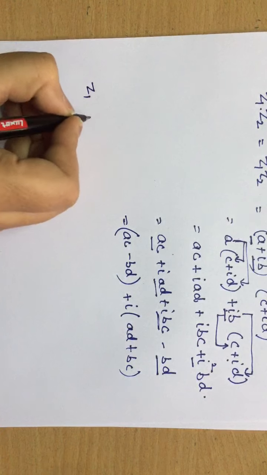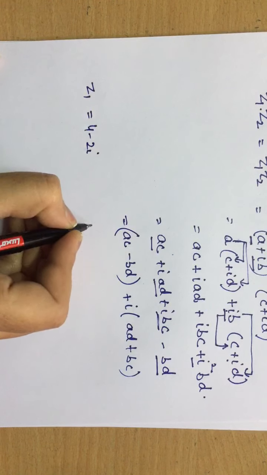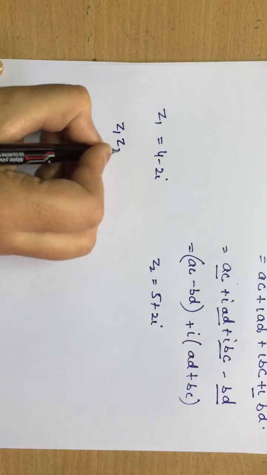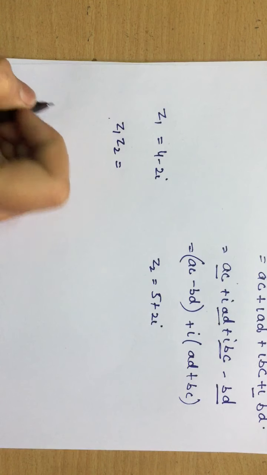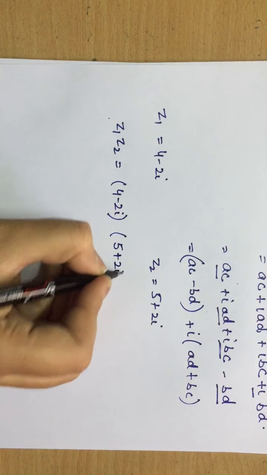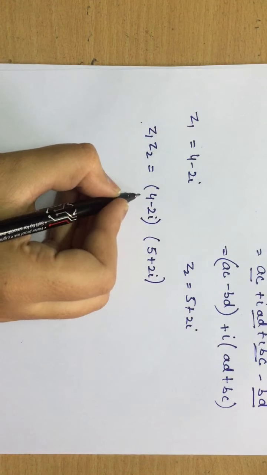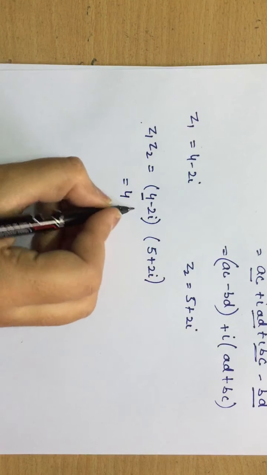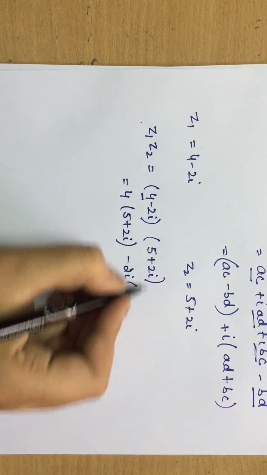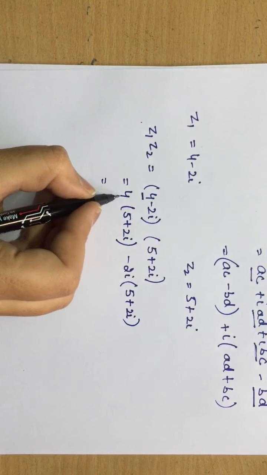So let's understand it more with the help of an example. I am taking z1 equal to 4 minus 2 iota and z2 equal to 5 plus 2 iota, and z1 into z2. So I am going to multiply them. First write the value of z1 in a bracket and the value of z2 in a bracket. Then, as we have discussed in the method, first multiply 4 with the whole bracket, and the second value, that is minus 2 iota, with the whole bracket of the second. So now open the bracket.